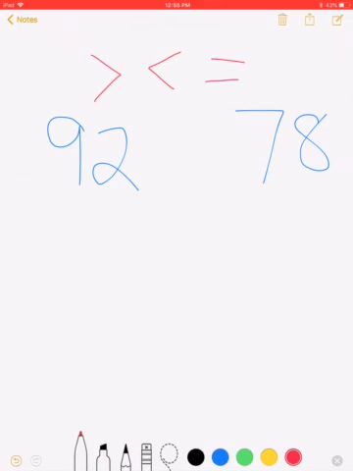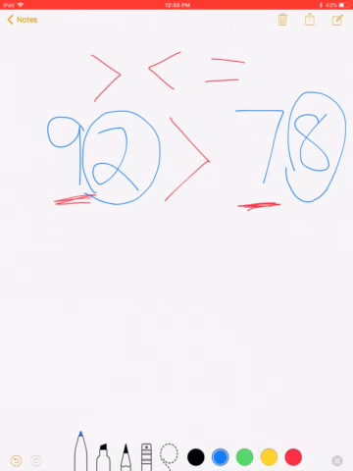And we want to look at the biggest place value that we have there. And in this case, our biggest place value is the tens. And I can look and see that 9 tenths is greater than 7 tenths, or 90 is greater than 70. If they were the same, then I would have to go to the ones place. But just because 78 has more ones doesn't mean that it's a larger number.